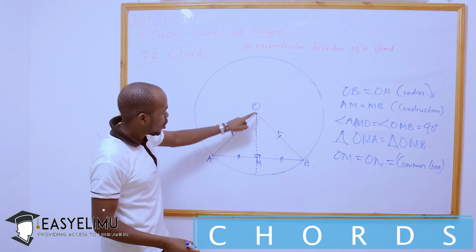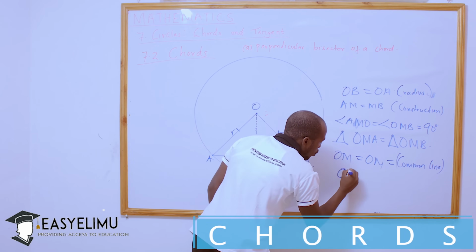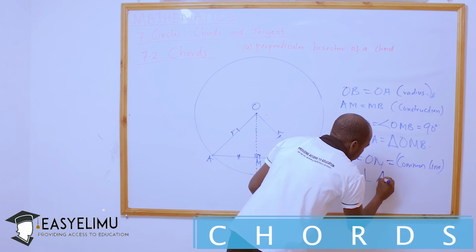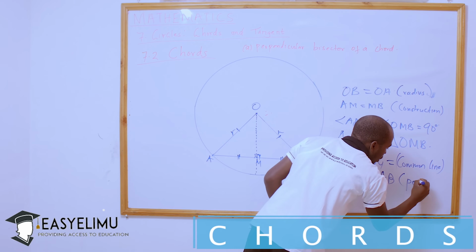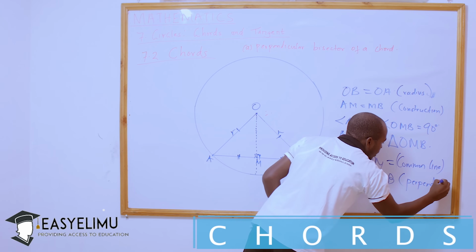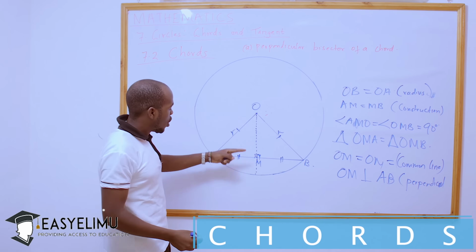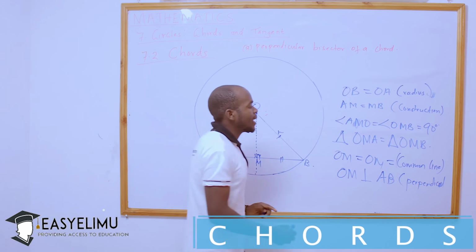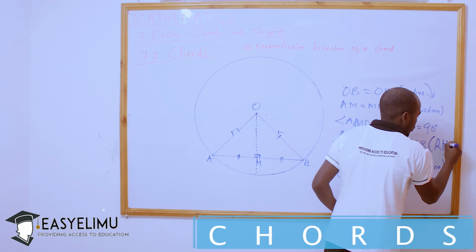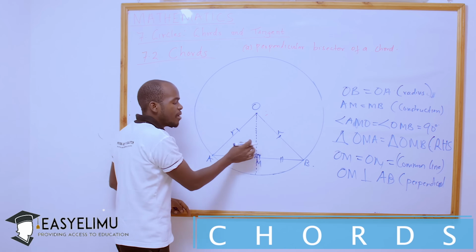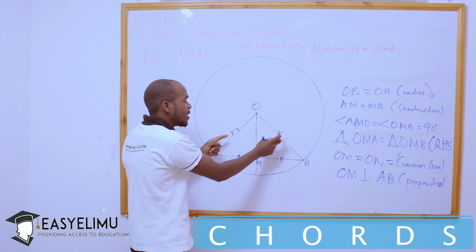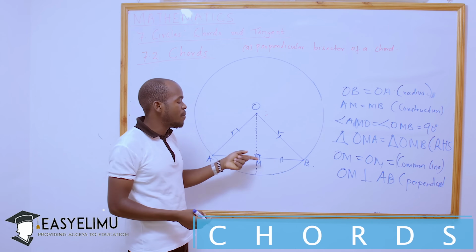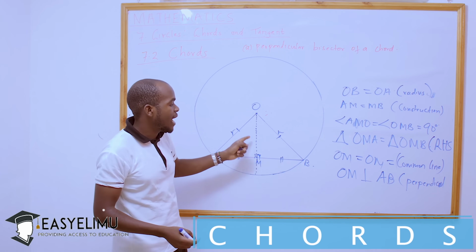So meaning that this OM is perpendicular to line AB. We are finding it is perpendicular. So having that, we can say that triangle OMA and OMB are equal by the right hand side rule, whereby each of them is a right angle triangle, but they have one of the sides similar to the other one. So they are equal or similar by the right hand side rule.